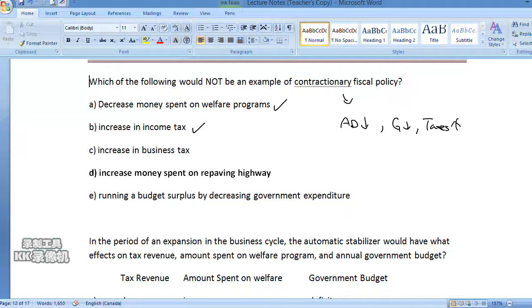Increase in income tax, contractionary. Increase in business tax, contractionary. Increase money spent on repaving highway. So this is really an increase in government spending, which is not true in a contractionary case. Running a budget surplus by decreasing government expenditure, that is also contractionary. As government spends less and collects more taxes, they will be seeing a budget surplus. So the answer is D.